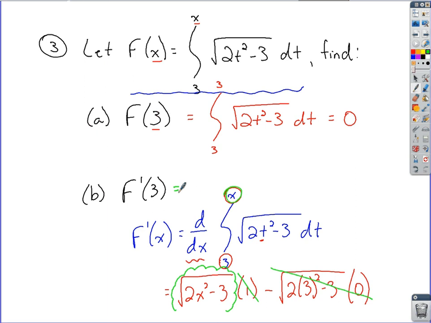You've got the square root of 2 times 3 squared minus 3, squeezing this in. So what does that come out to be? That comes out to be the square root of 15, right?